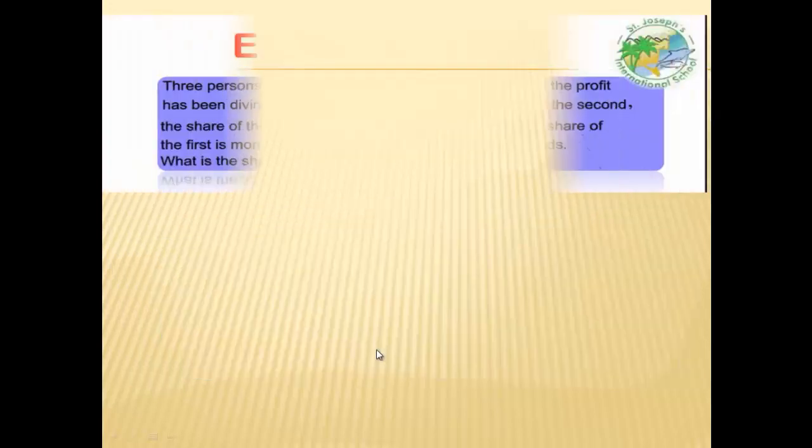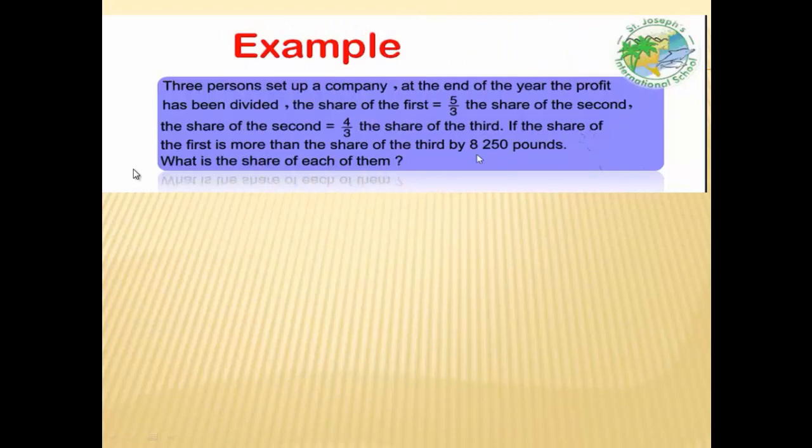Okay? طيب, another example. If we have 3 persons set up a company, عايزين يعملوا شركة. At the end of the year, the profit كان المكسب بتاعهم has been divided: the share of the first 5 over 3 the share of the second. What is the meaning of 5 over 3 share of the second؟ يعني 5 to 3 يبقى الفيرست 5 والسكند 3 يبقى 5 to 3 first to second. The share of the second 4 over 3 the share of the third.